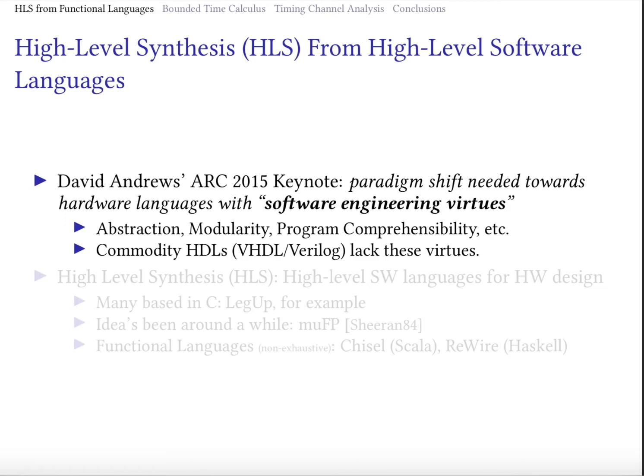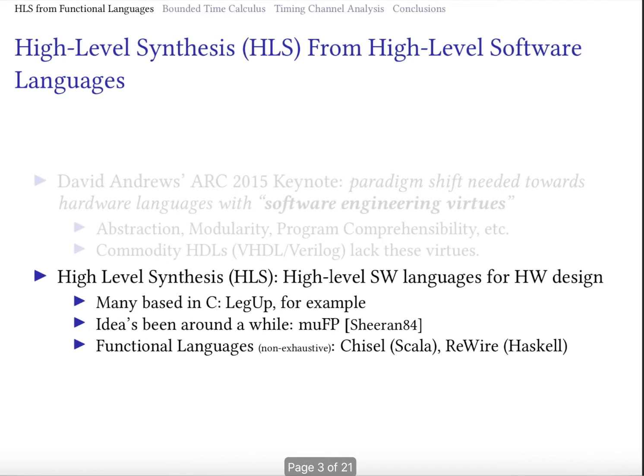Also, formal methods is another interesting thing that we know a lot about for software and perhaps a little bit less for hardware, certainly at the HDL level. So what high-level synthesis is about is the basic idea of saying, look, we're going to take ideas and constructs from software languages, and we're going to use them for hardware design.